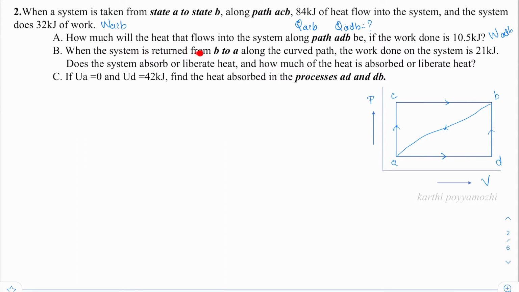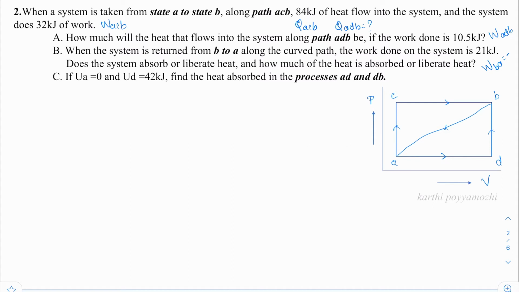When the system is returned from B to A along the curved path, that is, when the system returns from B to A along the curved path, work done on the system is 21 kilojoule. That is, in this case, the work is done on the system. Therefore, W of BA will be equal to 21 kilojoule, and which has a negative sign. That is, work is done on the system, so we are using a negative sign in this case.